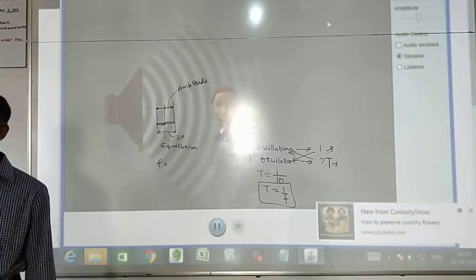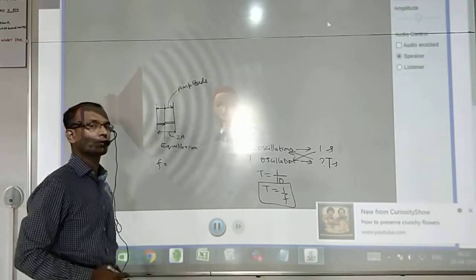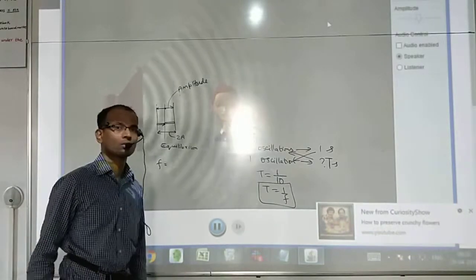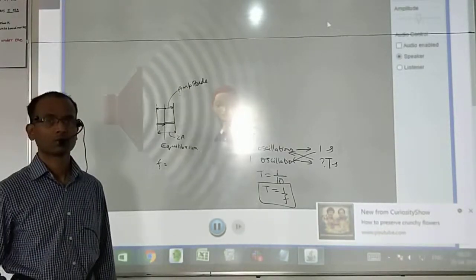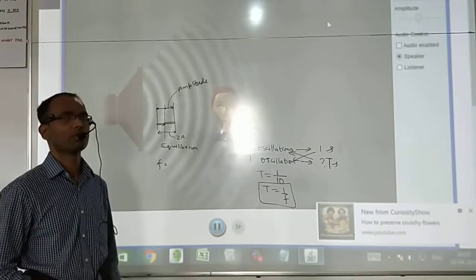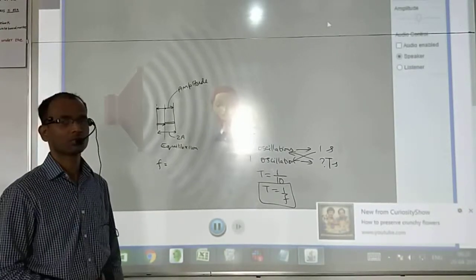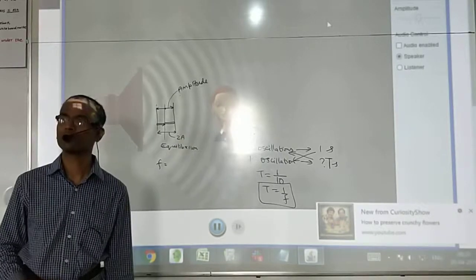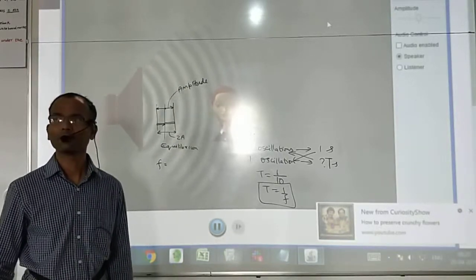Time period is the time an air molecule takes to complete one oscillation and get back to the starting position. Not necessarily the equilibrium position, the starting position. You can measure time period from any position, not necessarily only from the equilibrium position. Okay?